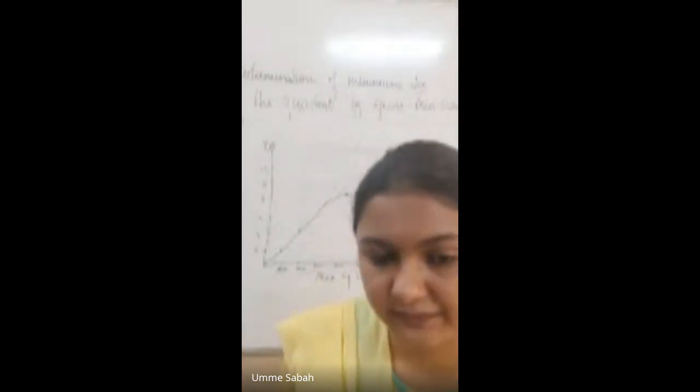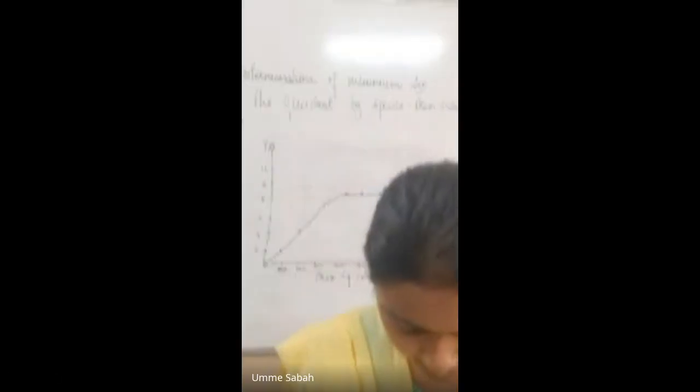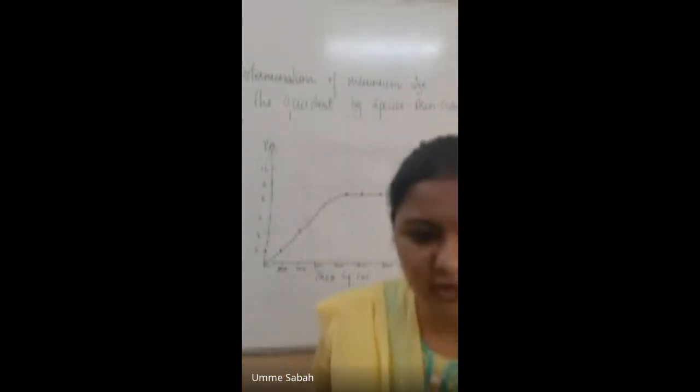Got it, students? Excuse me, ma'am. The species which makes the graph constant, we can say that in that specific area the population or the density of that species will be more. We can call it density also, right? Population or density? Yes. That is why I changed the terminology.